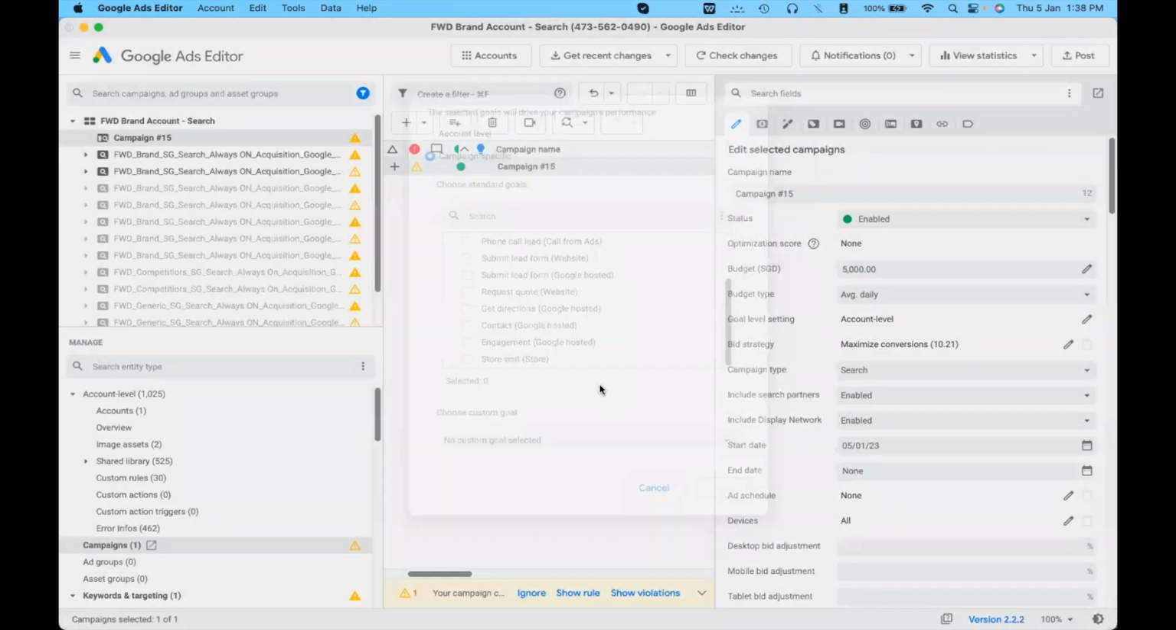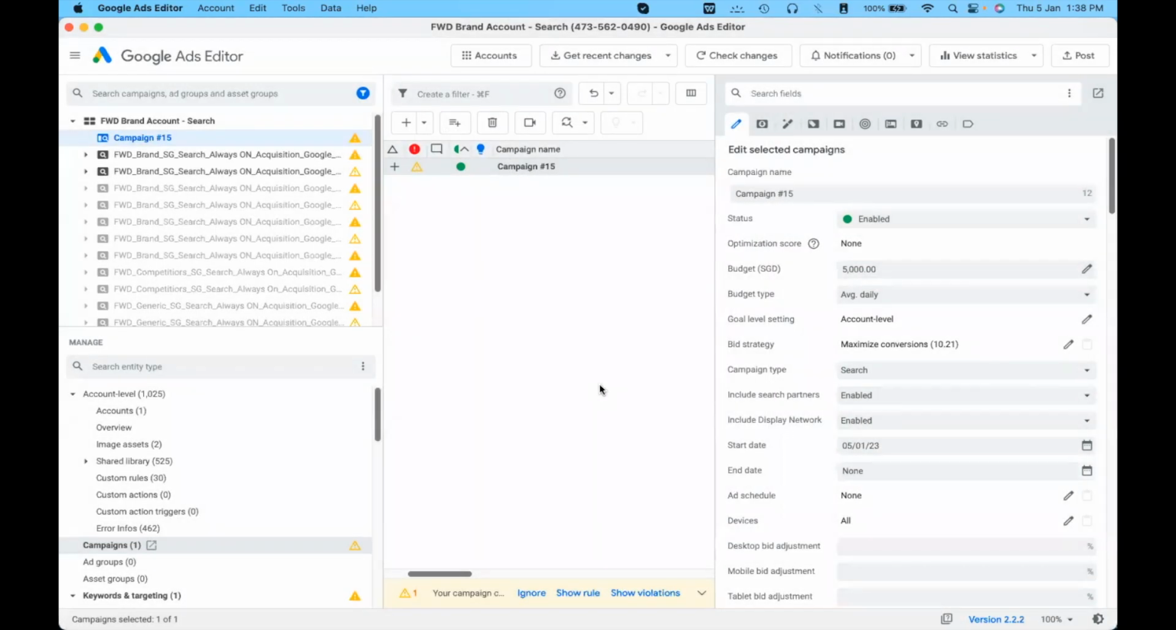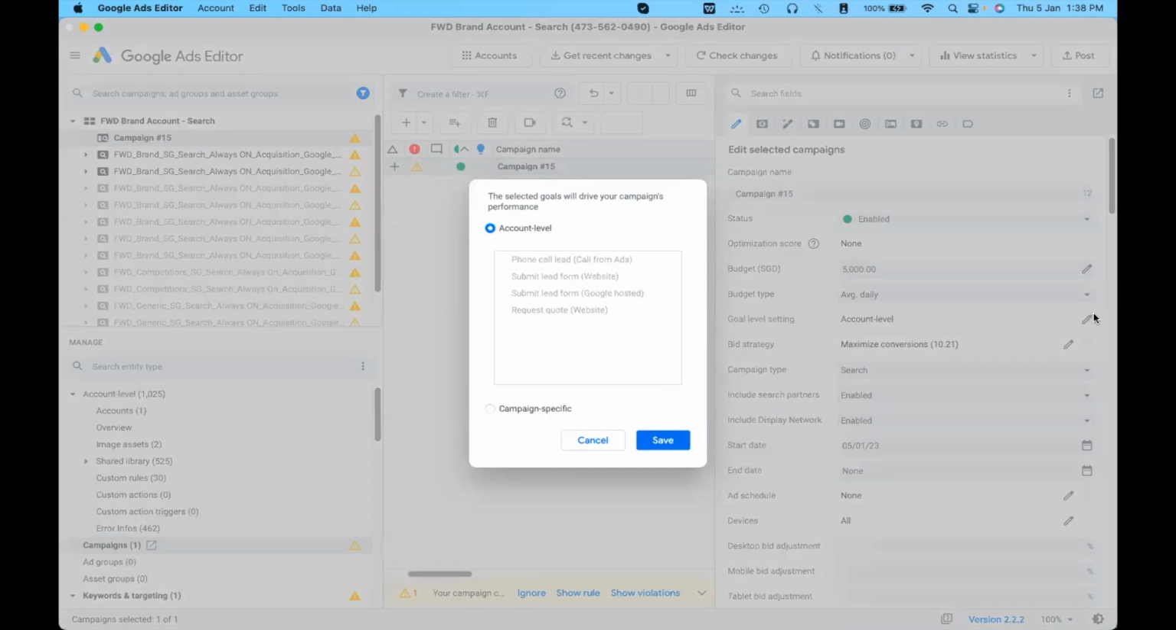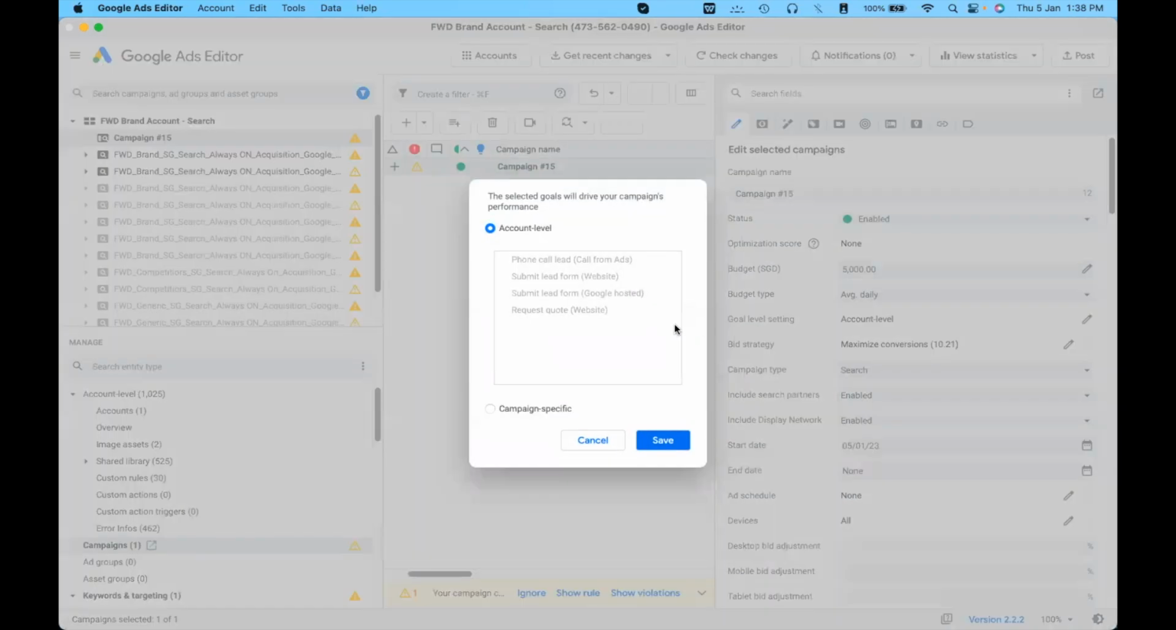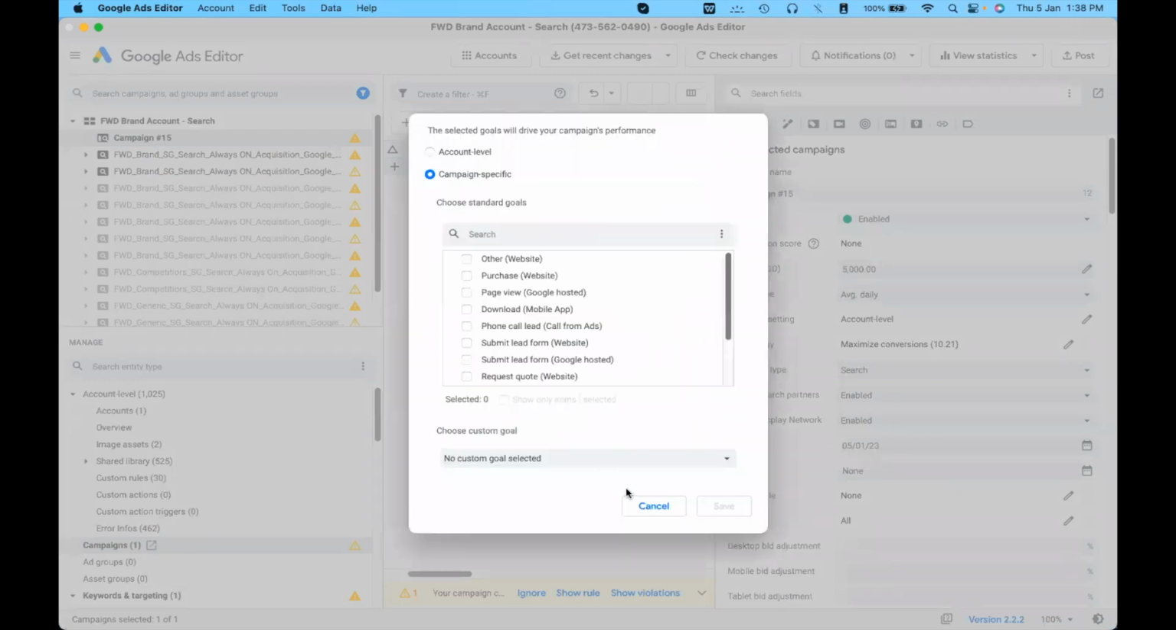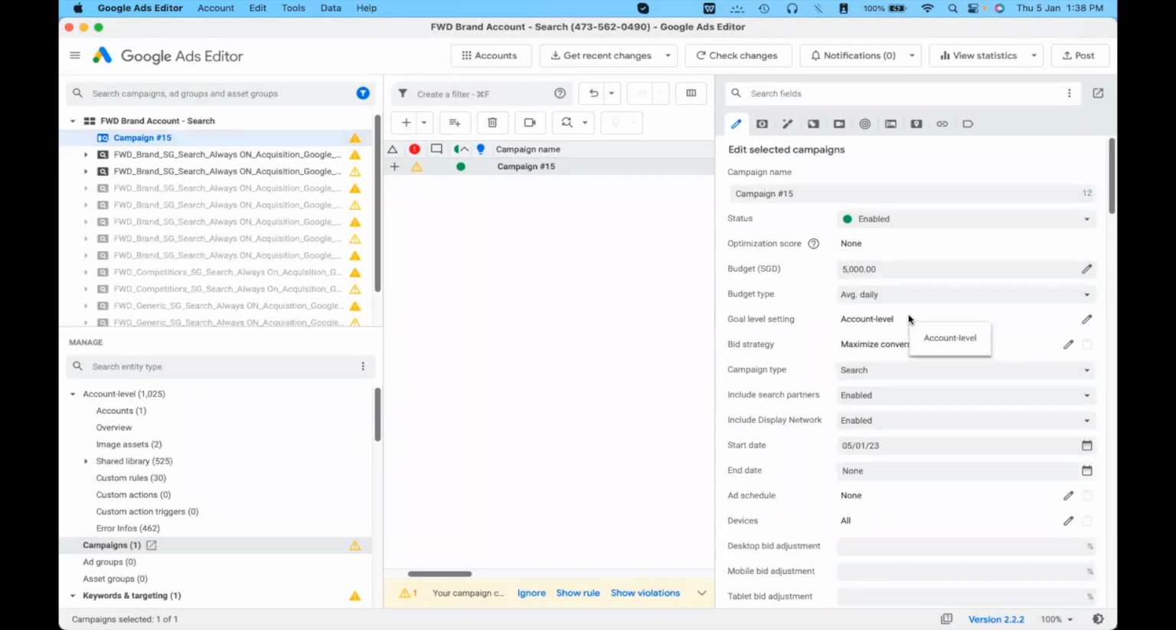As we had discussed at the start, there are certain settings which will be common for account, common for campaign, common for ad groups, or common for two of them, like account and campaign. Goal is one of them. If it is set at account level, every campaign in this account will have the same goal, unless you change it. By default, it will take account level only, and whatever is set at account level will automatically be applied to the new campaign as well. Understood, guys?